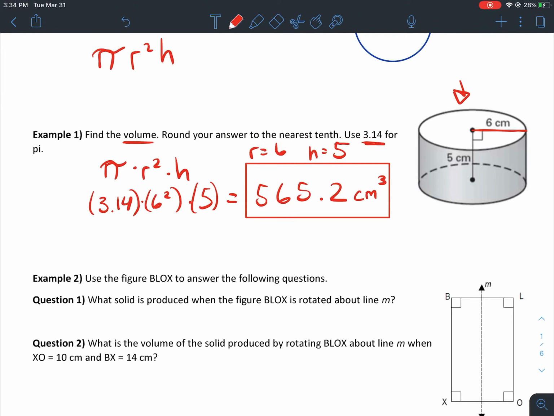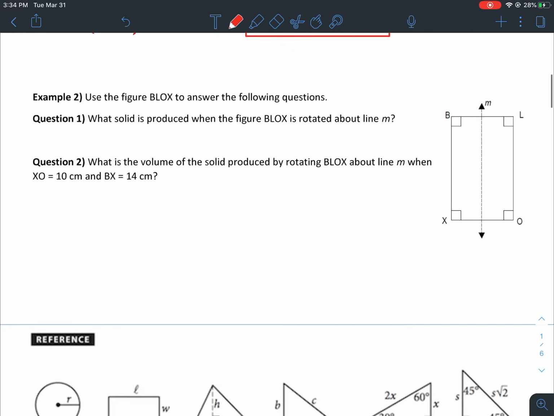All right, so for our next example, it says, use the figure BLOX to answer the following questions. It says, what solid is produced when figure BLOX is rotated about line M? So I want you to try and imagine what would be created if you were to rotate this rectangle about line M.